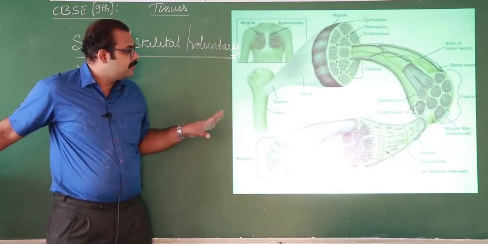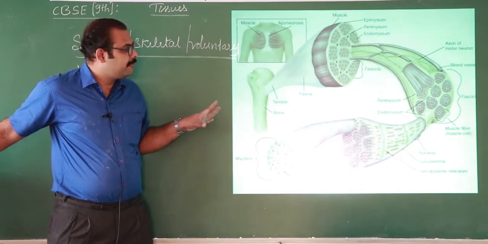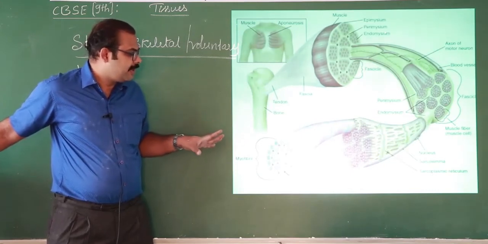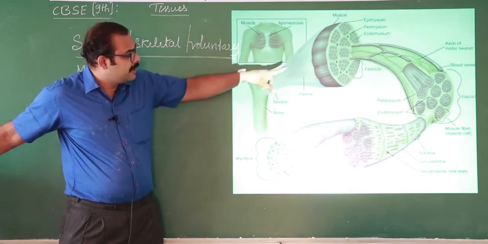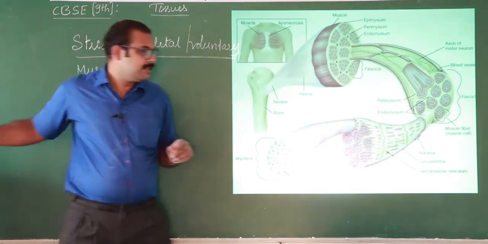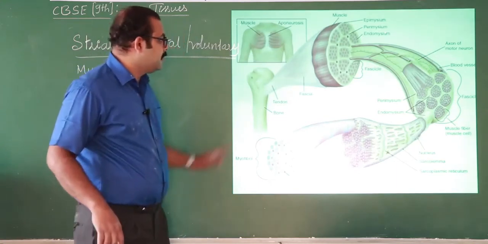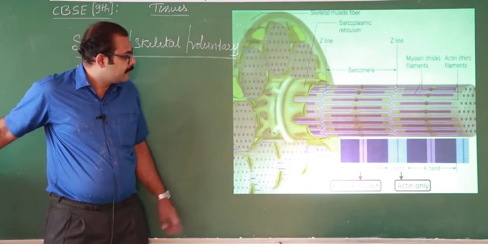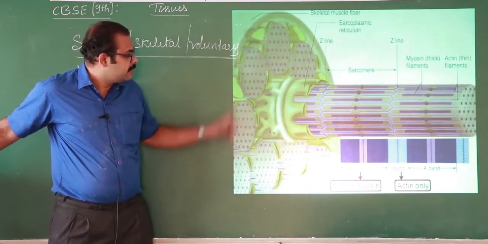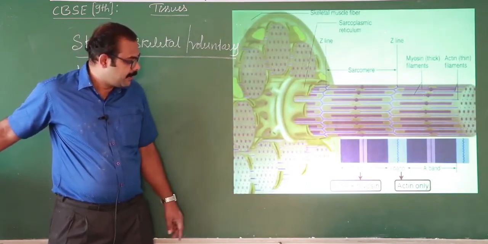See, this is how the actual arrangement of muscles is in our body. Look here, they take a part of the muscle, and in that you can see how the muscle cells are arranged. This is another diagram of that. See the enlarged portion of that.